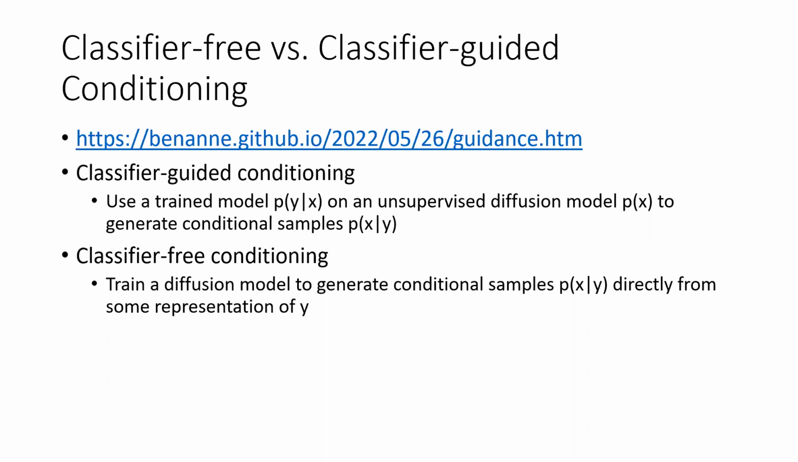Another approach is what we will call classifier free conditioning. So this is where you train a diffusion model directly to generate conditional samples, P of X, Y, from some representation of Y. So this is kind of the more direct approach. And generally, most state-of-the-art conditional diffusion models use classifier-free conditioning. It seems to work better when you train your network directly to generate conditional samples.